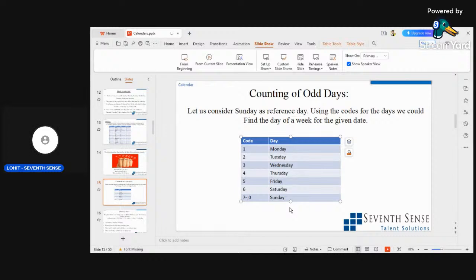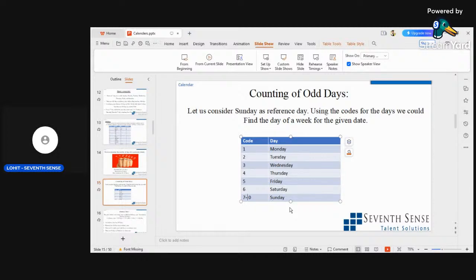One more important thing: the odd day should always be less than 7, at most 6. If it is greater than that, divide again by 7 and take the remainder. Suppose I got the odd days as 120, what are you going to do? Divide by 7 and take the remainder. That you need to remember.